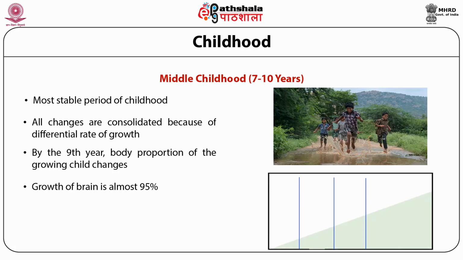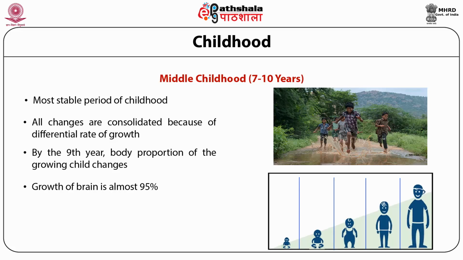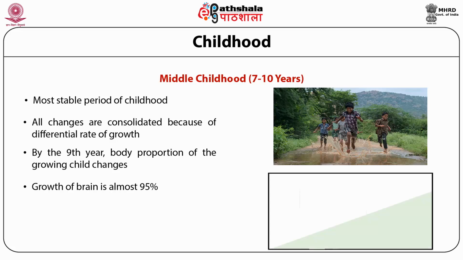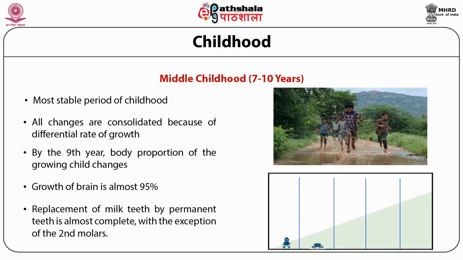This mid-growth spurt, which takes place during middle childhood, occurs between 6.5 to 8.5 years, and it again varies in different children. However, it occurs more frequently in boys than in girls. During this period, the replacement of the milk teeth by the permanent teeth is almost complete, with the exception of the second molar, which stays during this period. And by this stage, the growth of the brain is almost 95%. So, middle childhood is considered to be a crucial stage of the growth of an individual.